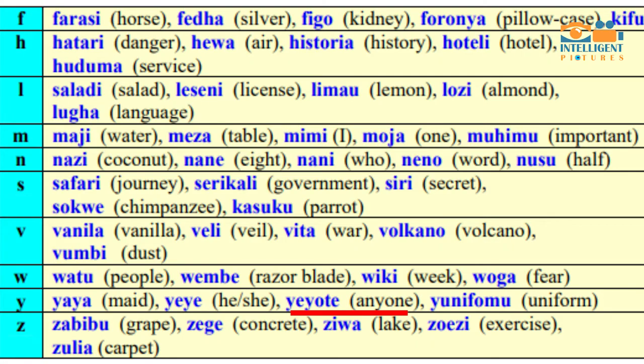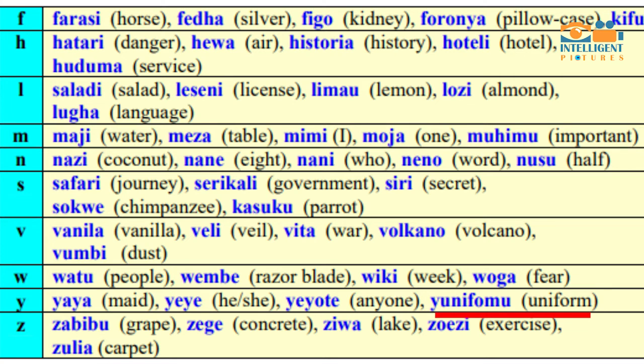And we also have another word which starts with a sound Y. That is yeyote. Yeyote means anyone, okay? Yeyote means anyone, and that's how we pronounce it. And then there is another word which starts with sound Y. That is uniform. Uniform, which means uniform, equal, okay? In Swahili, uniform. And in English, it's uniform.